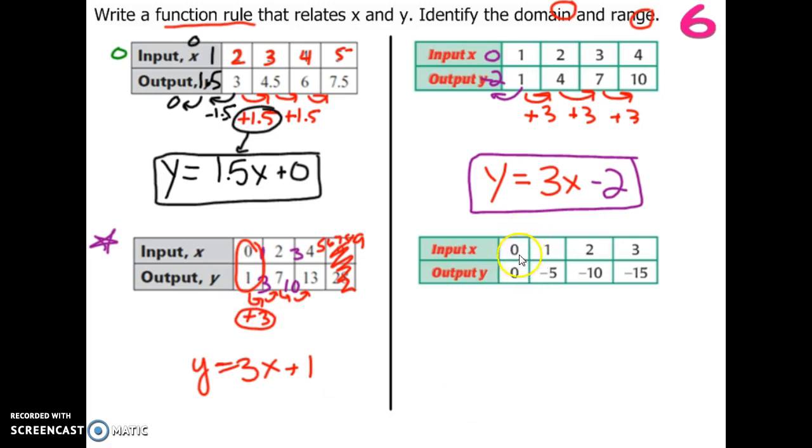So for this next one, it was nice. They went by 1, 0, 1, 2, 3. So our pattern, we're going down, or we're subtracting 5 each time. So our pattern is y equals negative 5x. And then at 0, we're at 0, so plus 0.